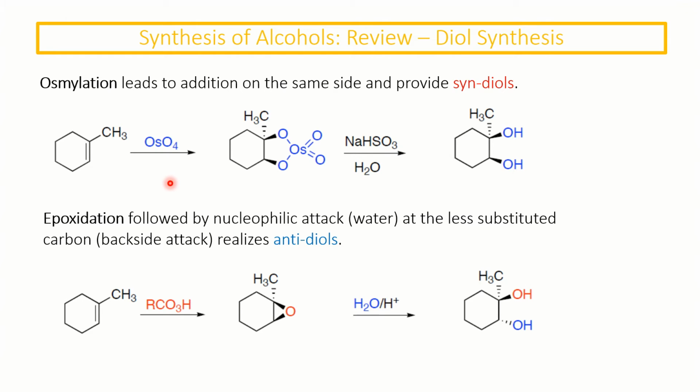We can produce diols, so the syn diol using osmium tetroxide, or trans diols by epoxidation followed by attack. In this case here, we're attacking with water. So we insert oxygen in the double bond and then add the water to add one OH trans to the other OH.